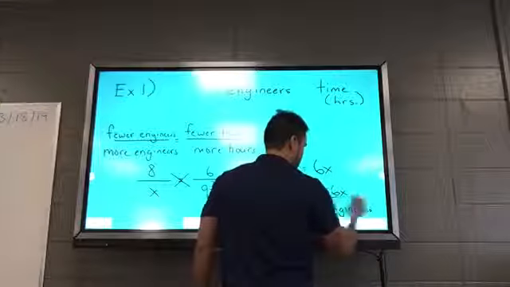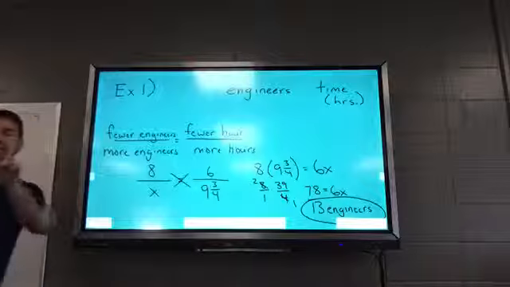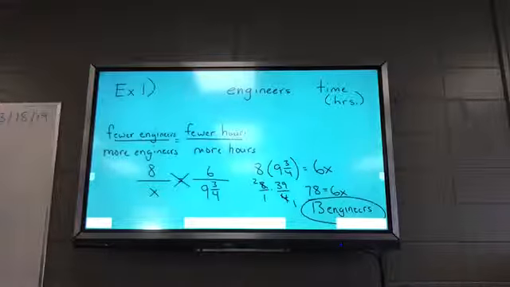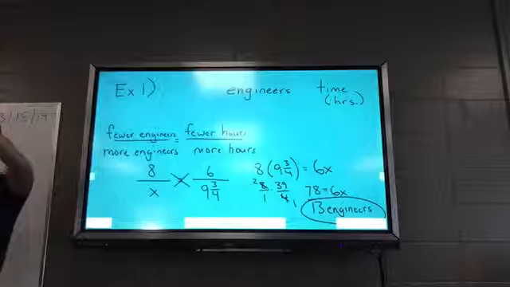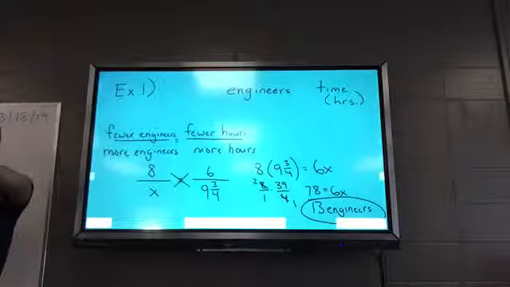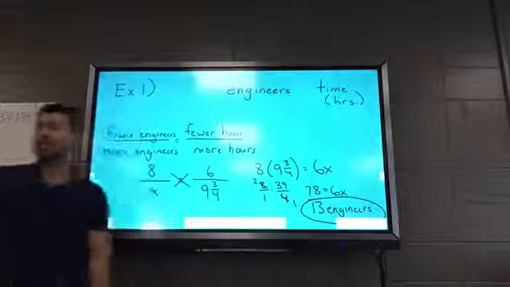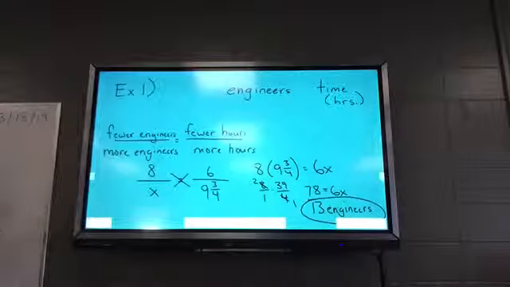Okay, let's see if it makes sense though. 8 engineers, 9 3/4 hours. If you drop 9 3/4 to 6, what should happen to the 8 engineers? It should go up. Did it go up from 8? Yes, we got to 13. That makes sense. That's how you work out those problems.